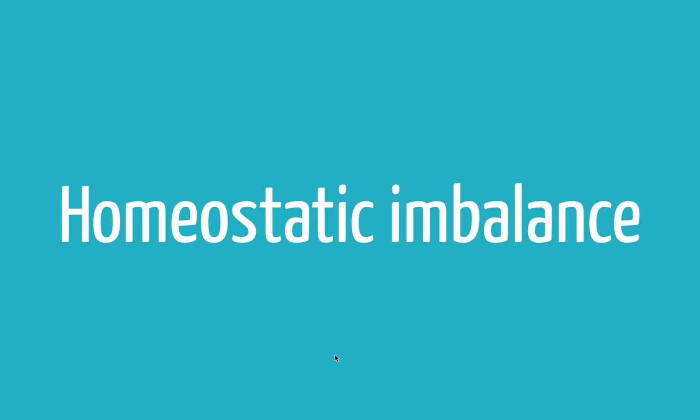Homeostatic imbalance is when one of these control centers gets out of balance. A good example is we want to keep our blood sugar at a stable level, and when that doesn't happen, a good example of a disease is diabetes. So homeostatic imbalance leads to disease.